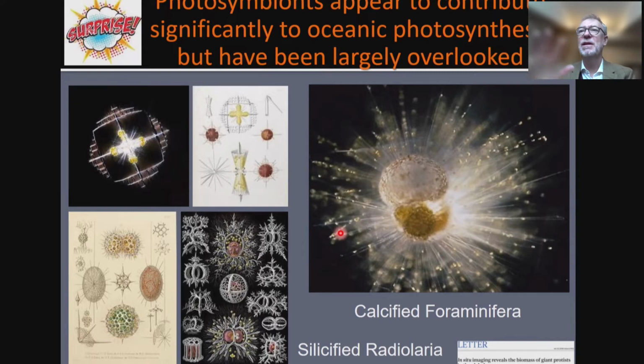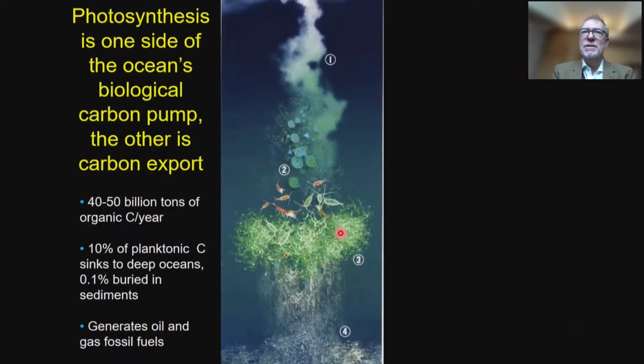So this gives us an idea of the global contributions of different kinds of photosynthetic organisms to carbon fixation in the ocean. But of course, photosynthesis is only one side of the carbon pump in the ocean. What is also very important is the export of carbon from the top layers of the ocean down to the bottom of the ocean. This is known as carbon export. It's a very slow process, but it's very important, ultimately generating all of the oil and the gas, fossil fuels that we are so actively burning, consuming today.